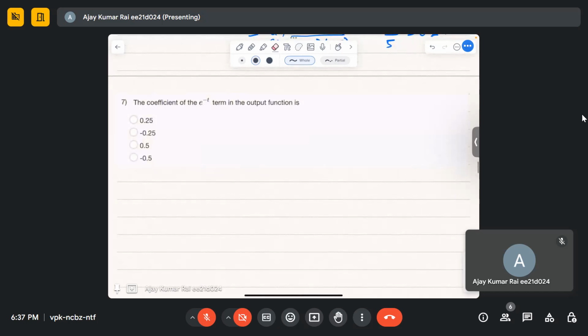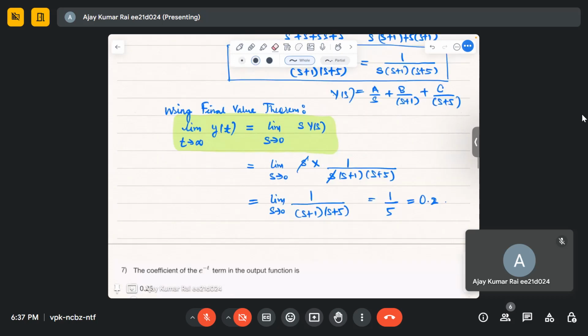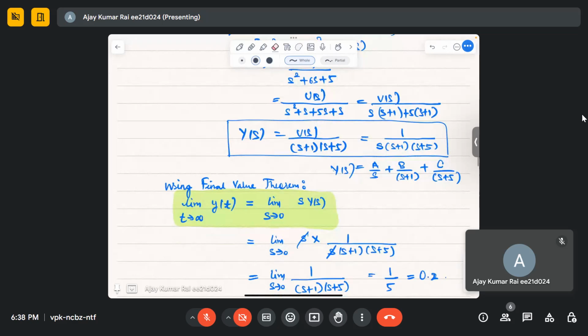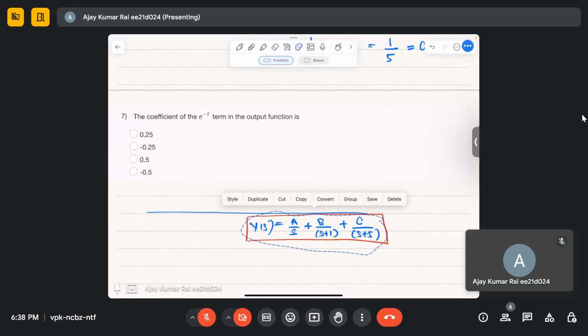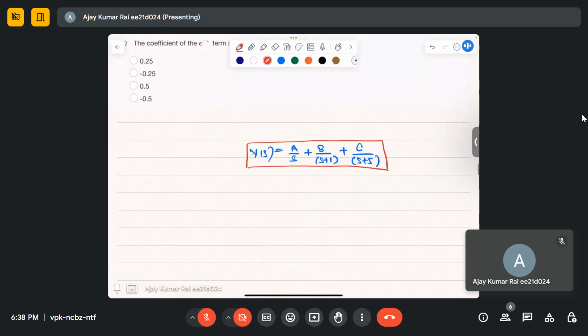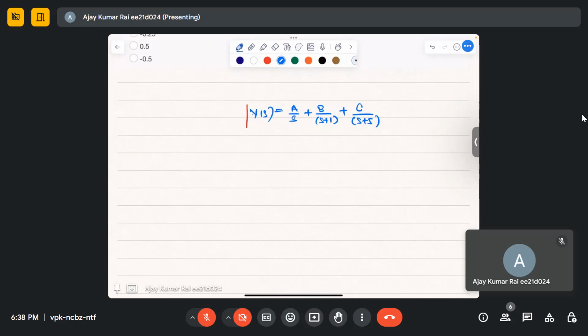Okay, let me do the other part of this. The coefficient of e raised to minus t term in the output function. To find the coefficients, I have to solve this. Let's find out first. So this is the equation, y of s equal to 1 by s into s plus 1 into s plus 5. To find the coefficient of A, multiply both sides by s and put s equal to 0.